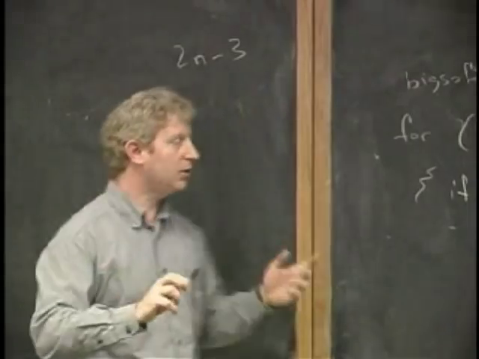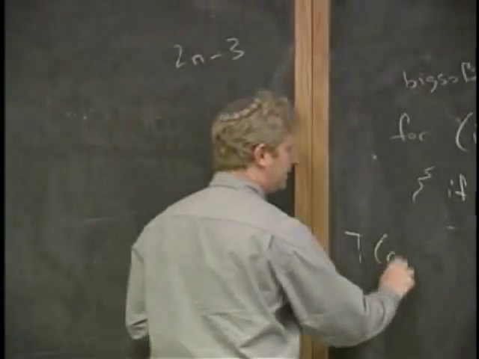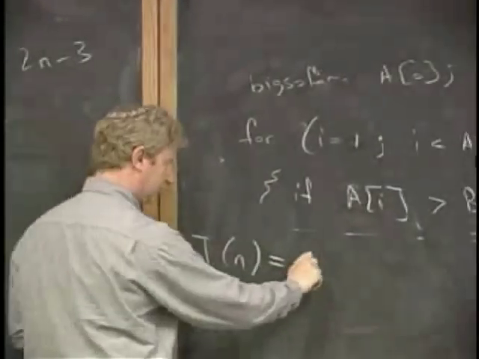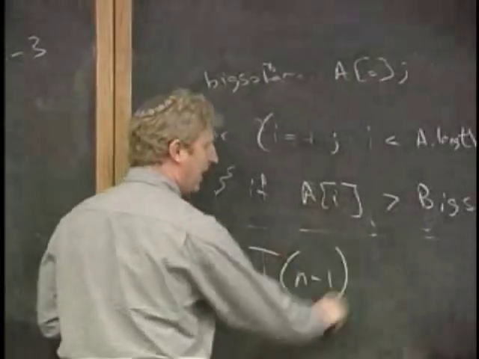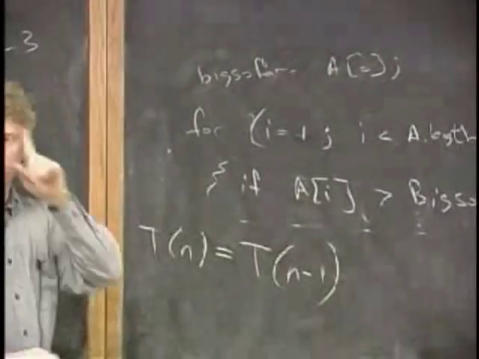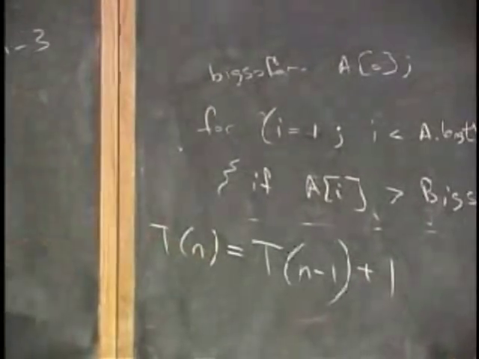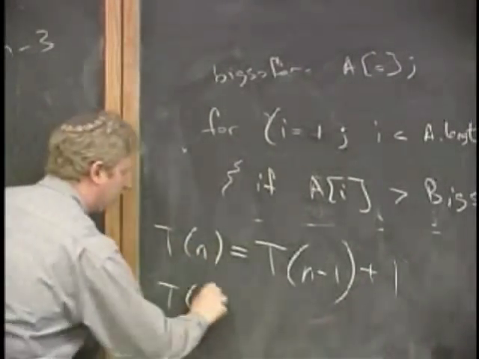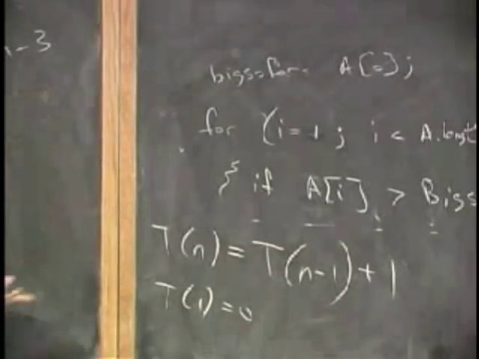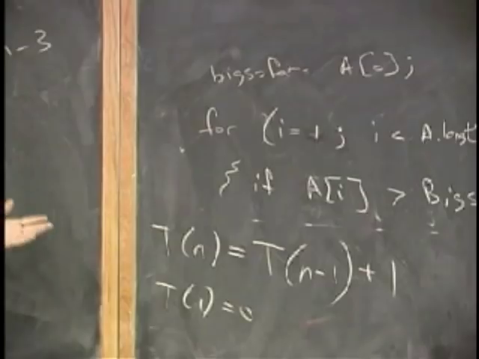Everyone agree? What would the recurrence equation look like? T(n) is the same problem with one less, plus one comparison at the end. If you solve this recurrence equation and T(1) equals 0, because if there's one element, you just return it, then you get the same old n minus 1.